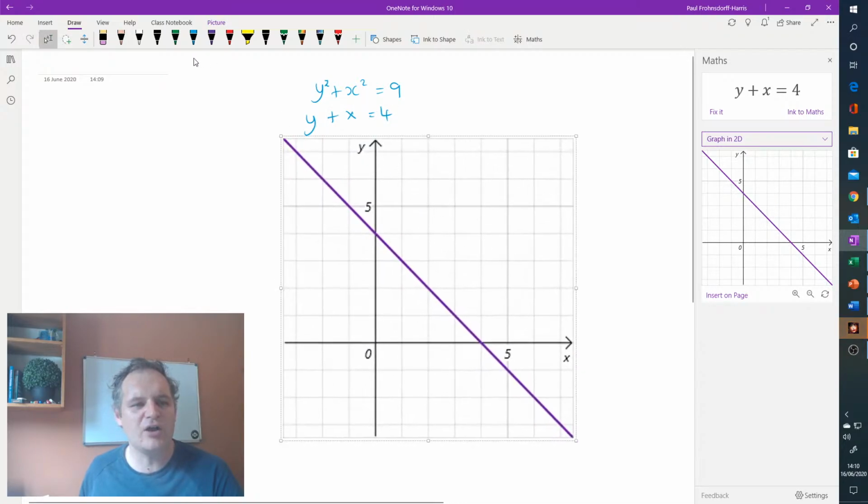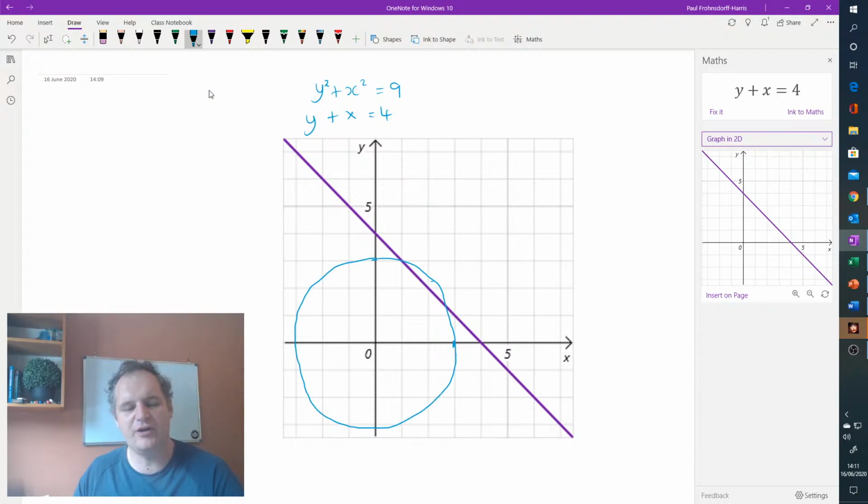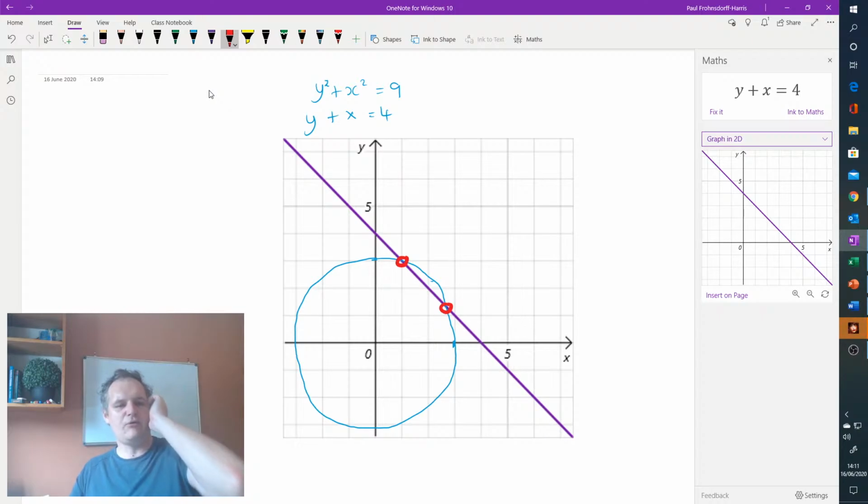And then the circle, if we think back to our lesson last week, was saying that it's going to be 3 and 3. And so something like that circle there, because the radius of the circle is the square root of the 9. That tells us it's a 3, so there will be 2 solutions here. There and there. Maybe not quite those.